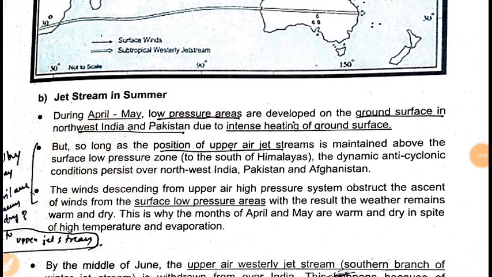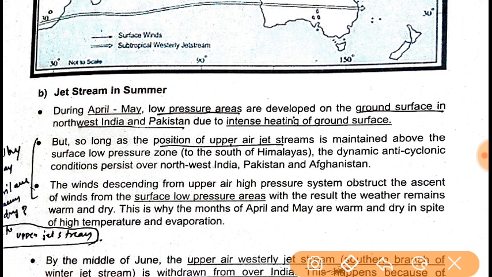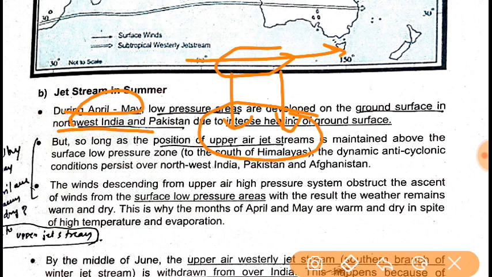Jet stream in summer. Now what happens is, during April and May, there is intense heating over northwestern India and Pakistan. Due to this heating, it is likely that the monsoon wind should immediately start coming towards this area. However, due to the presence of the westerly jet stream, a part of the air subsides over northwestern India and Pakistan. So there is a continuity of anticyclonic conditions here, though they become dynamic. But still, as a result of this, there is no suction of winds in this area.